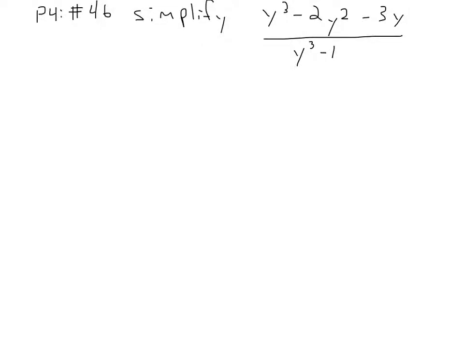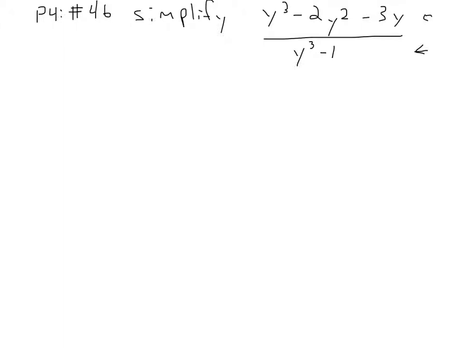P4 number 46. We want to simplify this rational expression. What we want to do is see if we can break up our polynomials into things that are multiplied together on the top and multiplied together on the bottom. Because if we then find the same thing multiplying both on the top and bottom, we can use a rule that anything over that same thing is equal to 1 and simplify our expression.